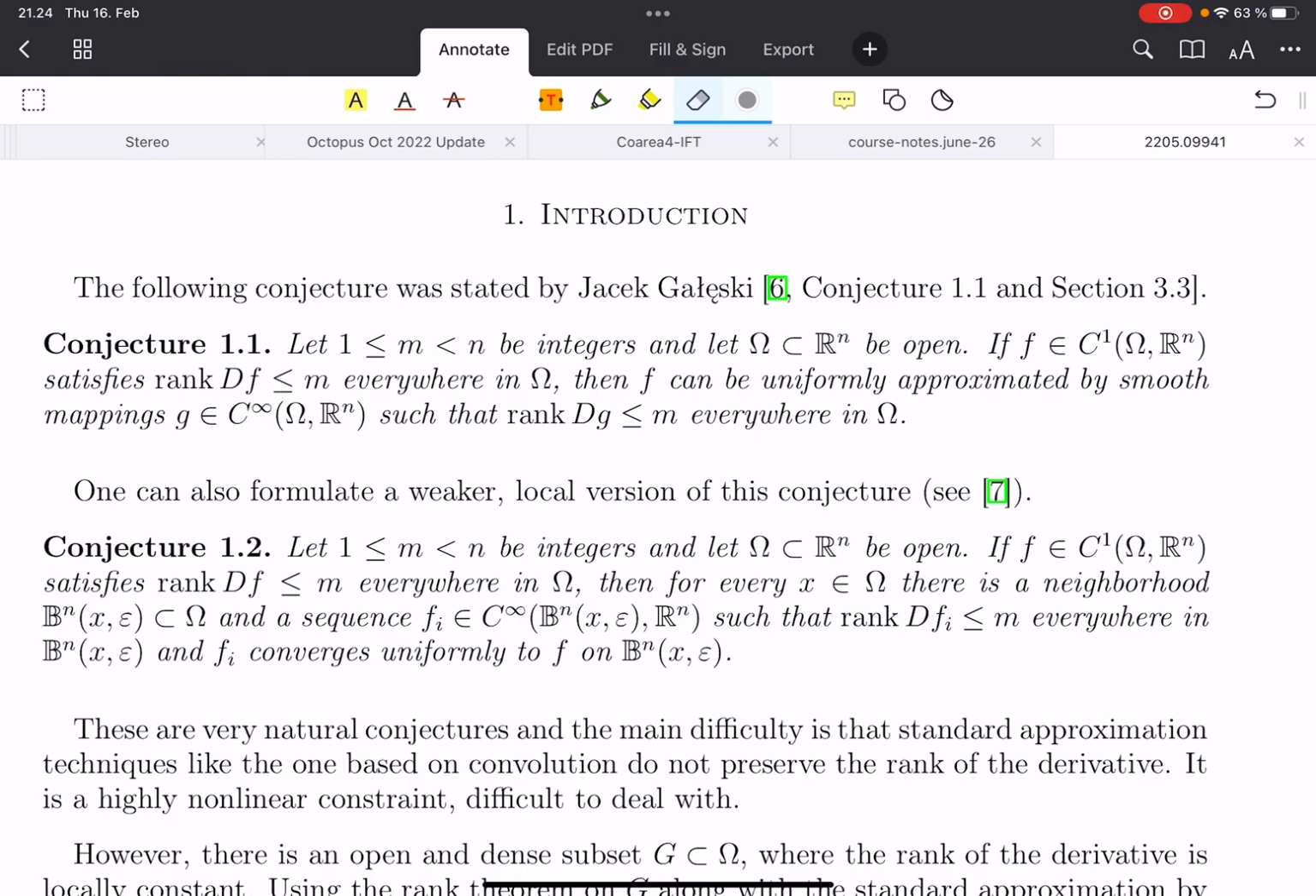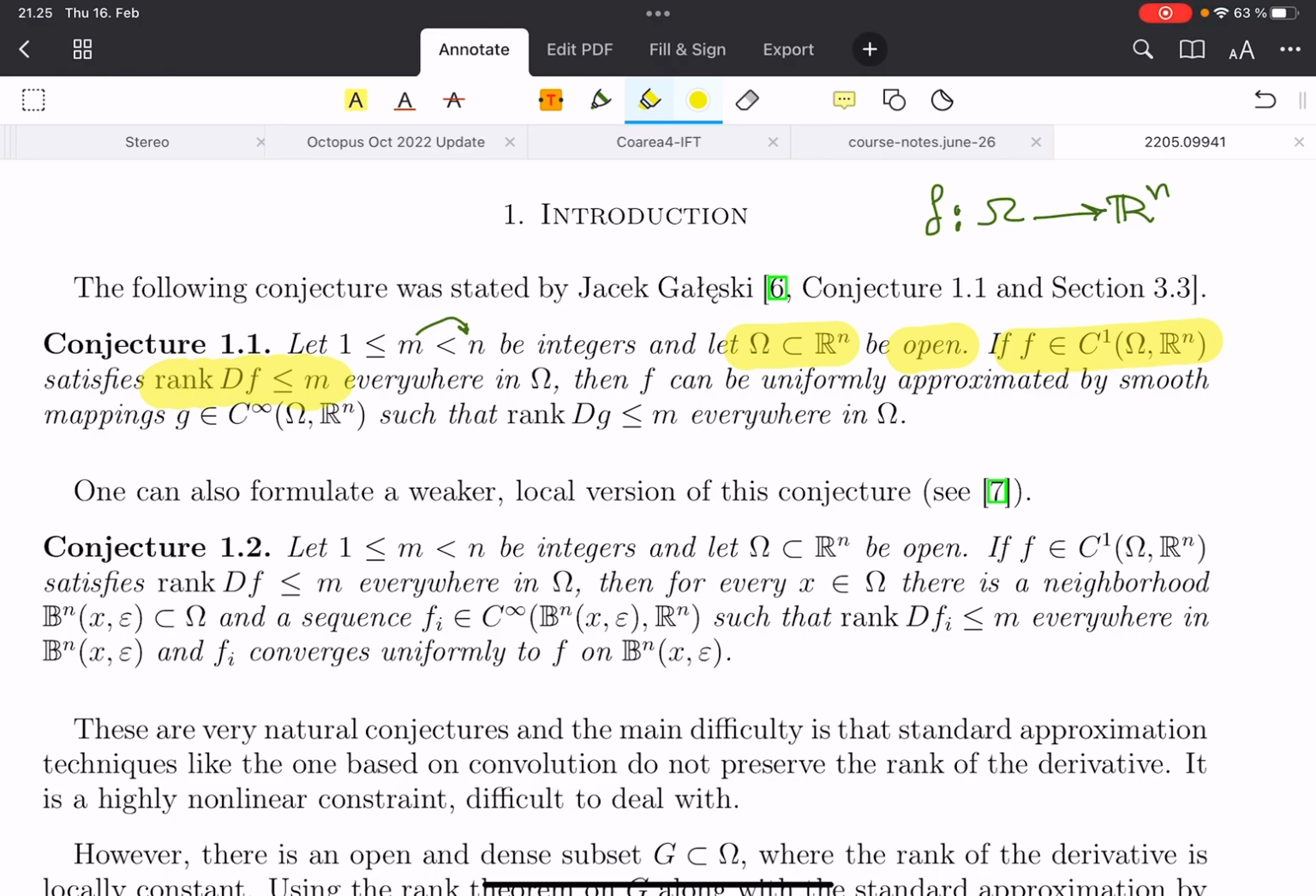It says that if you start with a C1 function from some open subset of Euclidean space into the same dimensional space, so very simple, no big deal. So f is simply a once continuously differentiable function from an open domain Omega into R^n, something you see in multivariable calculus. Furthermore, its derivative, which is an n by n matrix, satisfies the rank condition less than or equal to m. Of course, it's only interesting if m is strictly less than n, because every n by n matrix will have rank less than or equal to n.